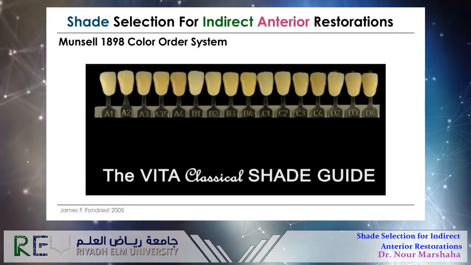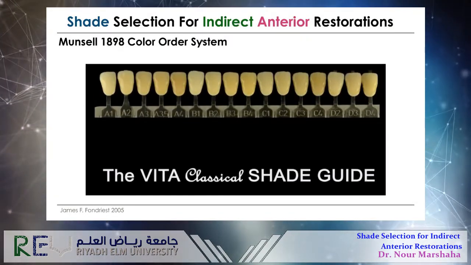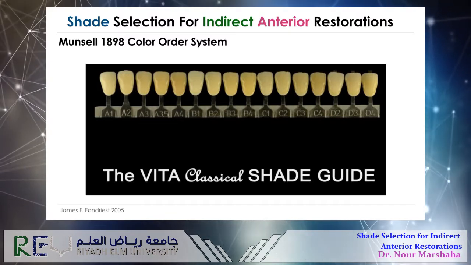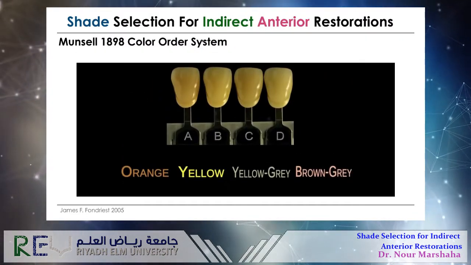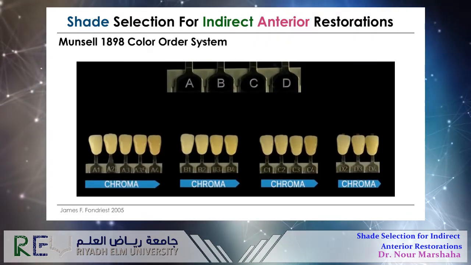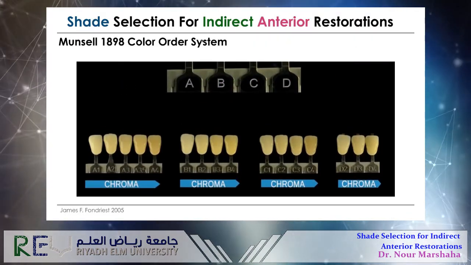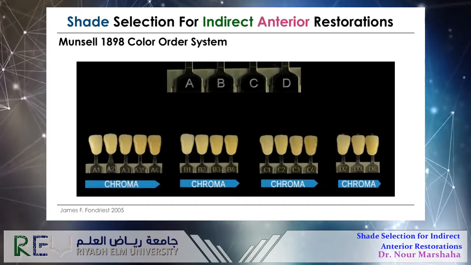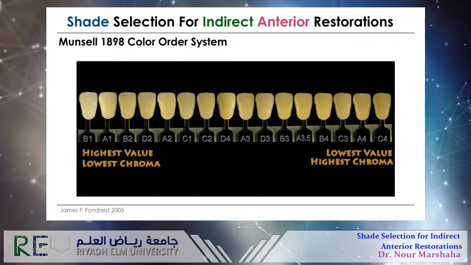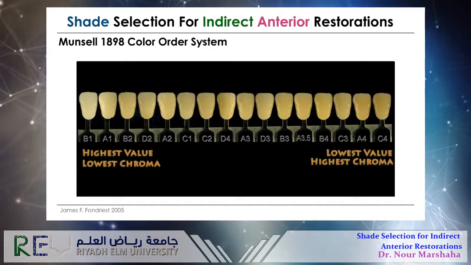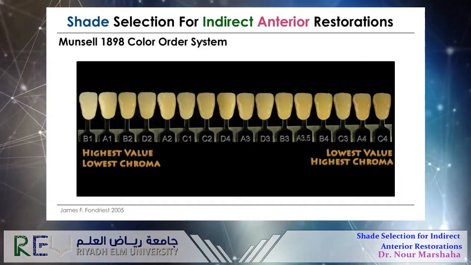Now we can see the Vita shade guide, how it starts from A1 to D4. That means A is orange, B yellow, C yellow gray, D brown gray. So when we go toward D4 in the shade guide, that means we increase the chroma. When we go toward B1, it means lowest chroma and highest value.